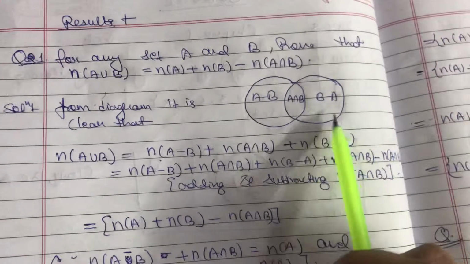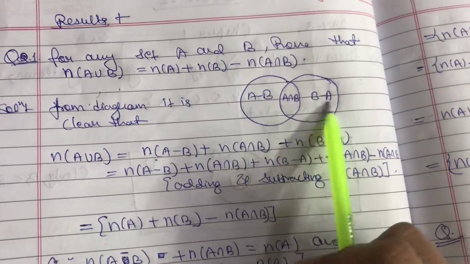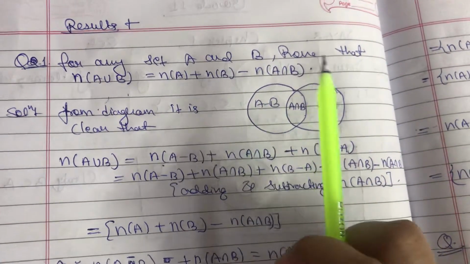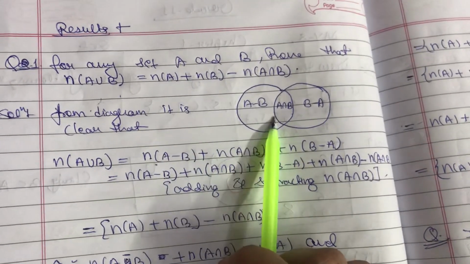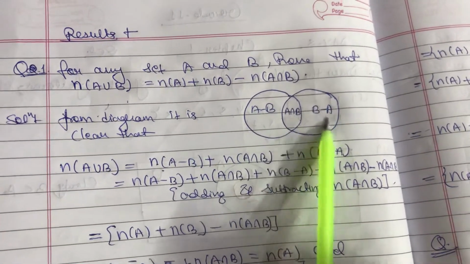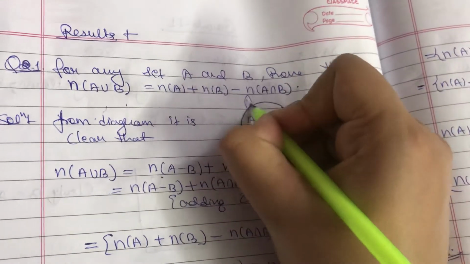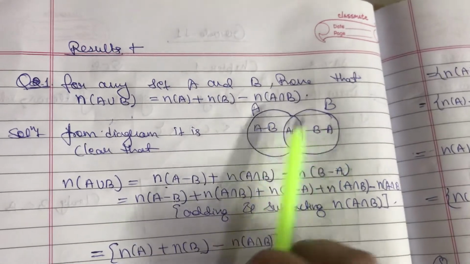Now this is my set. As I told you to remember, A minus B is this portion, B minus A is this portion, and this portion is A intersection B. So you have to draw this diagram always. From the diagram itself, it is clear that if I talk about the entire portion, which is A union B, this is my set A and this is my set B.